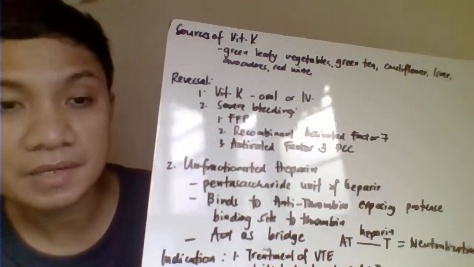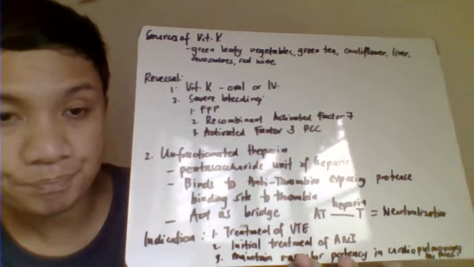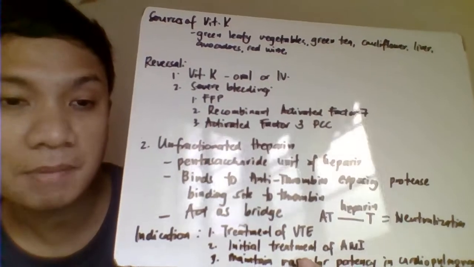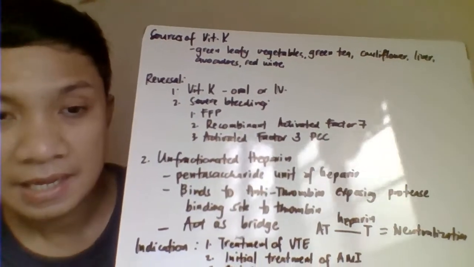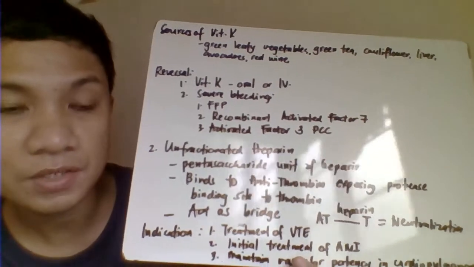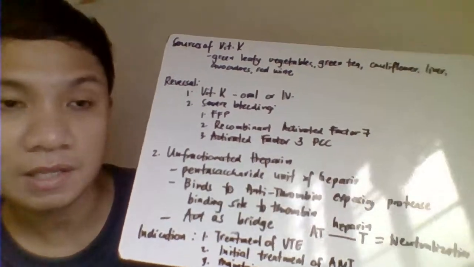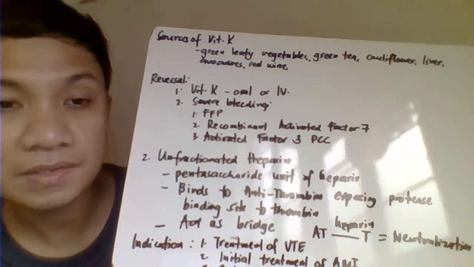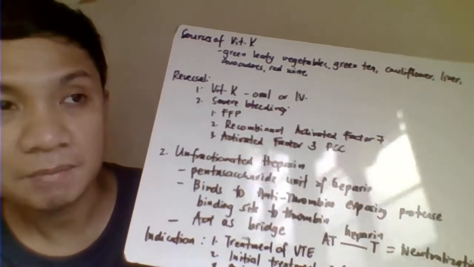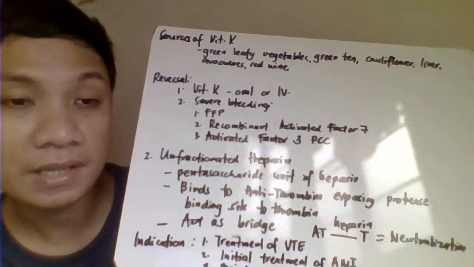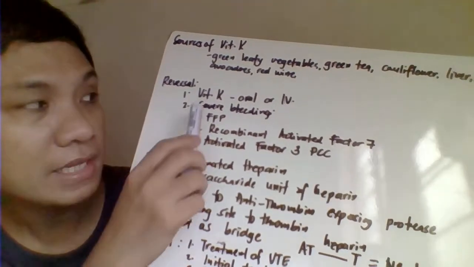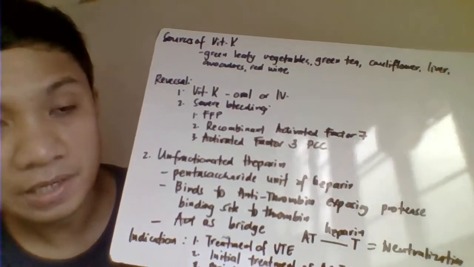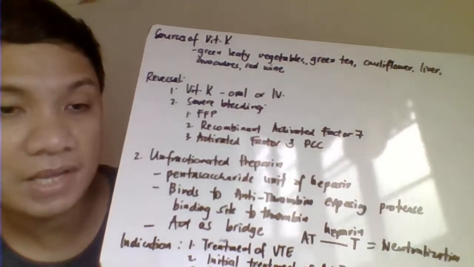Okay, we have here the reversal agent. Basically, you need a reversal agent if the patient has a clinical manifestation of bleeding. Remember that too much administration of your anticoagulant results in bleeding manifestation. So if the patient has bleeding because of too much Coumadin or warfarin, you can reverse that by giving vitamin K, because vitamin K is the antagonist. You can give oral or IV vitamin K.